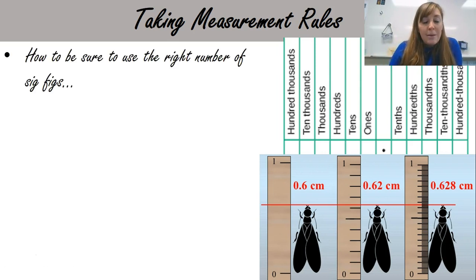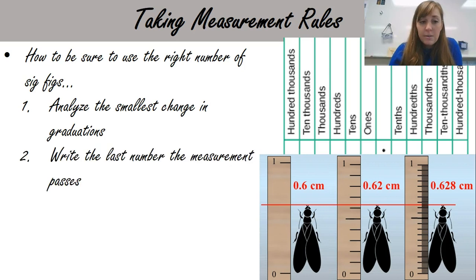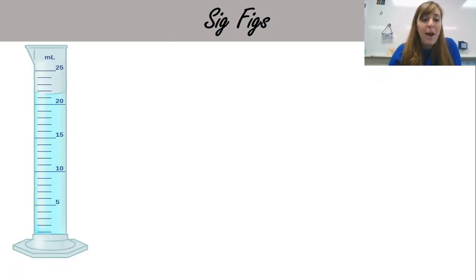To be sure to use the right number of sig figs, here's what you're going to do when you're taking a measurement. First, analyze the smallest change in graduations. Write the last number the measurement passes on your graduations, those are those tick marks, and then estimate one more digit. So let's do some practice.